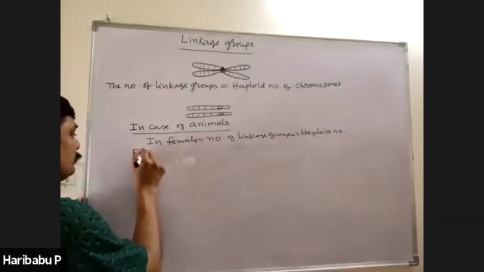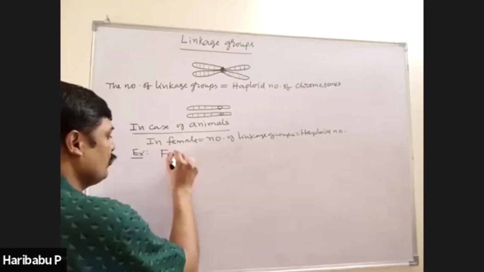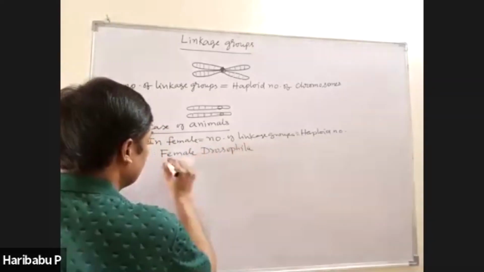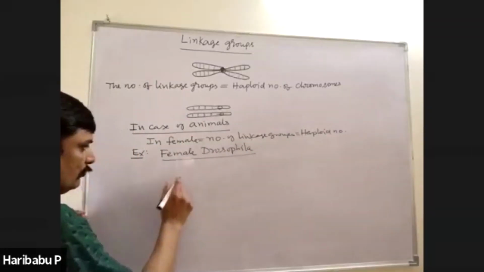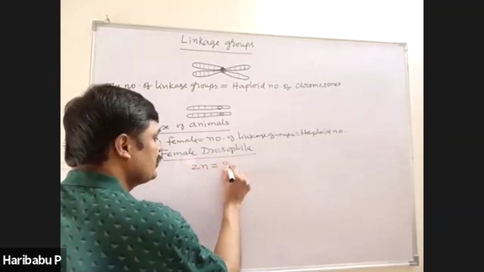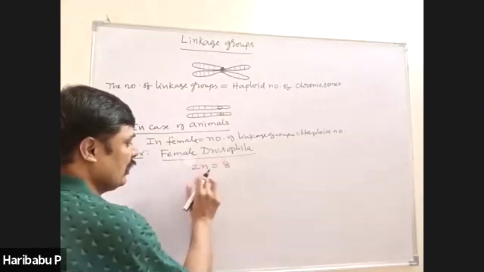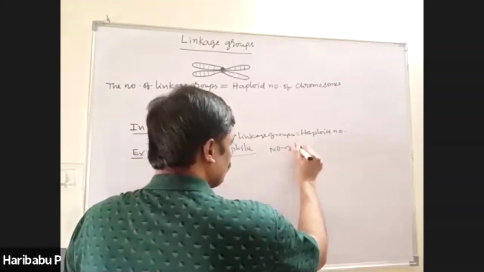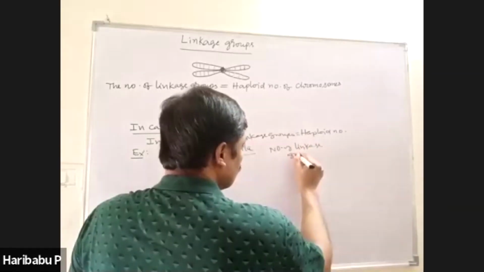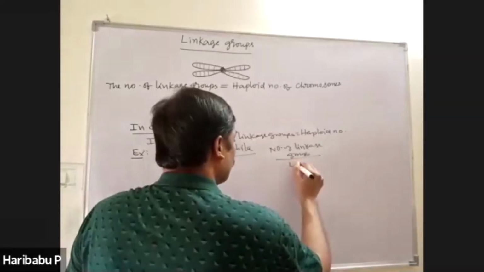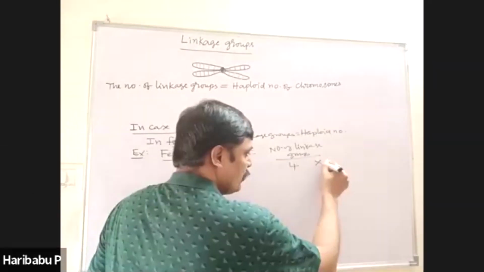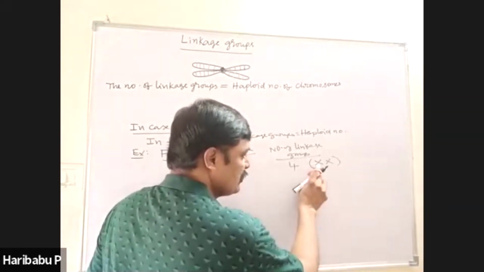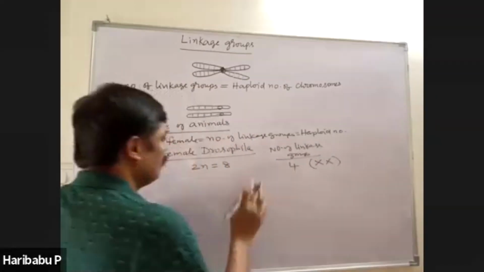For example, take female Drosophila. In case of female Drosophila, 2n is equal to 8. Number of chromosomes in Drosophila, 2n is equal to 8, diploid number. Therefore, number of linkage groups is equal to 4. Same, because here XX chromosomes are present, sex chromosomes or allosomes are XX. The genes present on this X are similar to that of this X. Therefore, it is equal to that one.